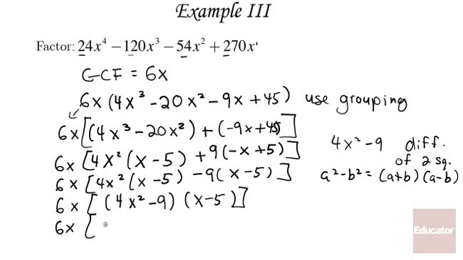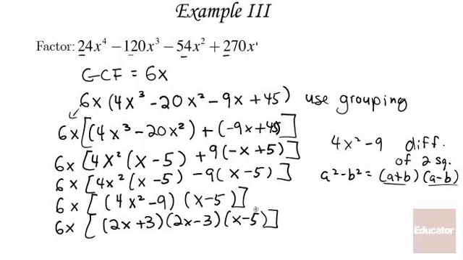So a will be 2x, b is going to be 3. So 2x plus 3, so in this form, 2x minus 3, and then I still have my x minus 5.